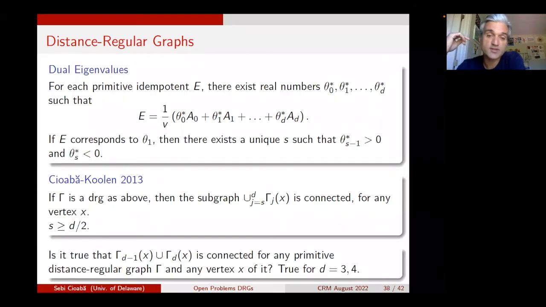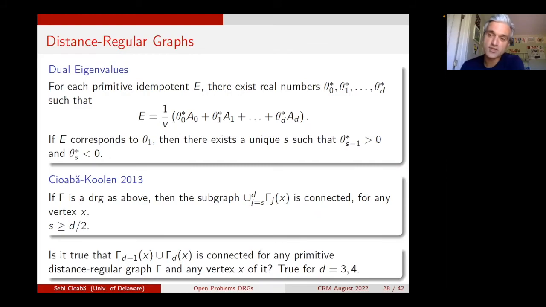And then we proved that if S is the place where these theta j stars change sign, then this union of gamma j of x is connected for any x. And we also proved that this value S has to be greater or equal to d over 2. And we did this with Perron-Frobenius and, I think, eigenvalue interlacing.